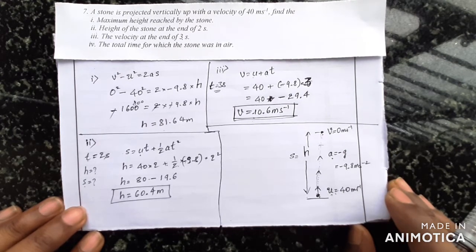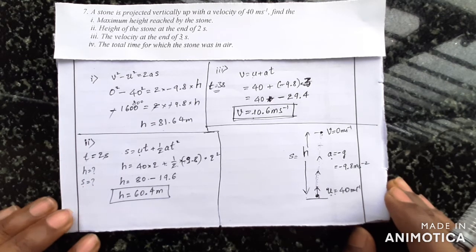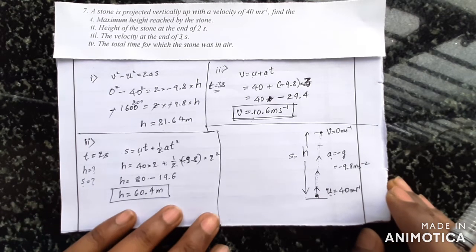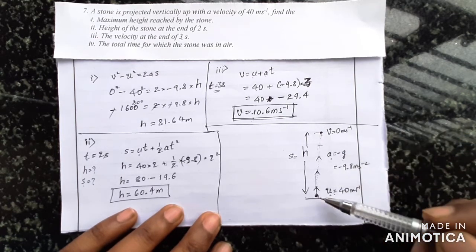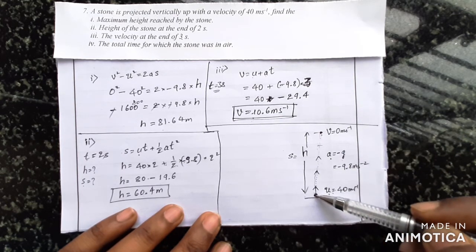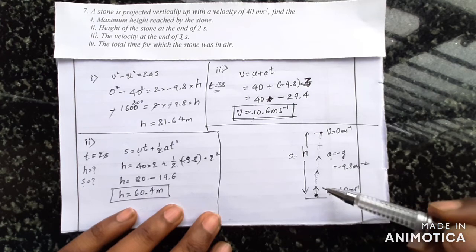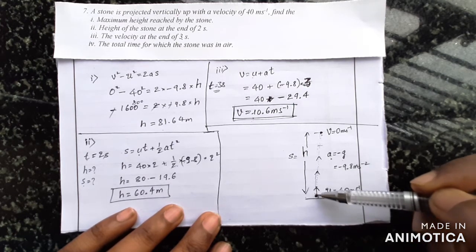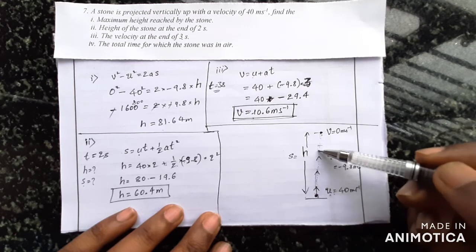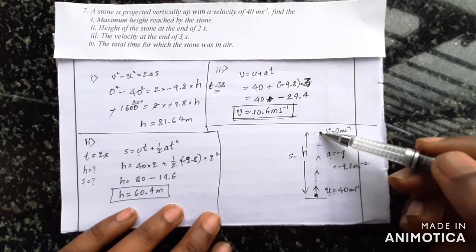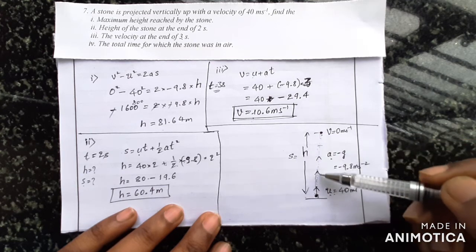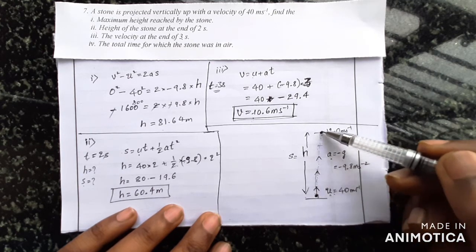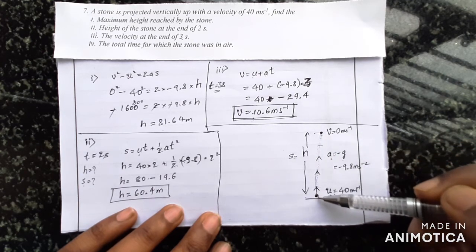And the final question, the total time for which the stone was in air. What is the total time for which the stone was in air? See, as in when the stone was thrown upwards, it went in air, right? Yes, it is in air. It reaches the topmost point and falls back to the same point. So this is the complete motion, and during this entire motion, the stone was in air.